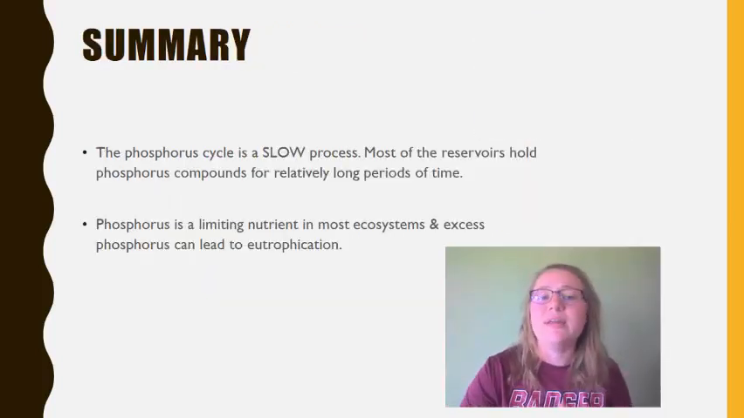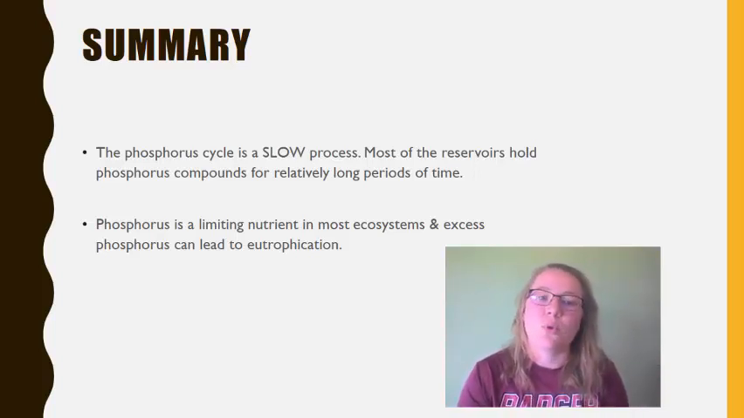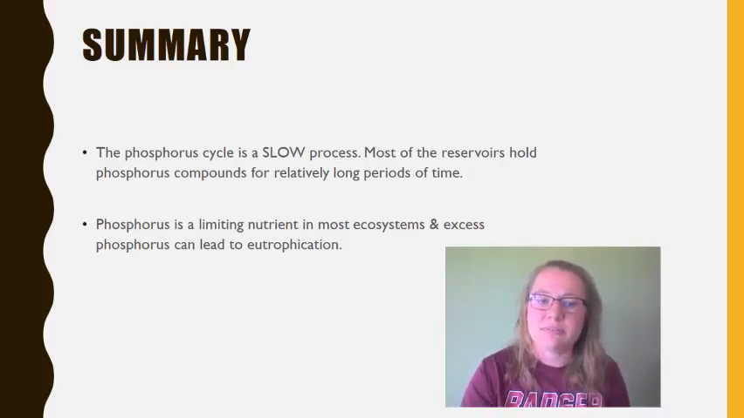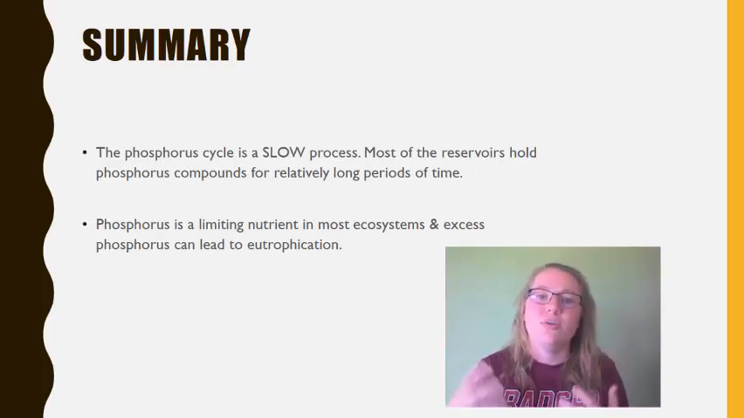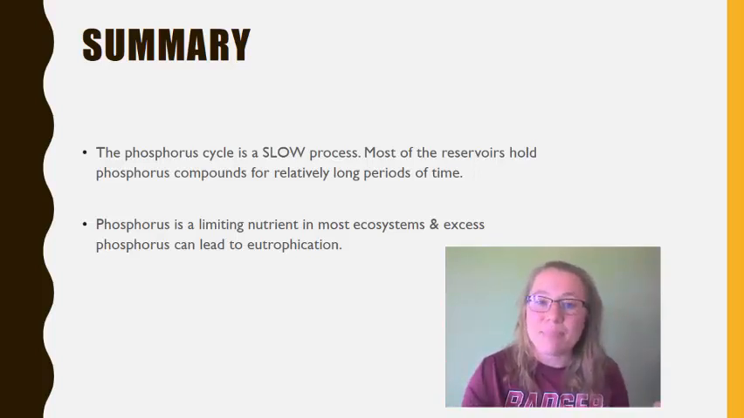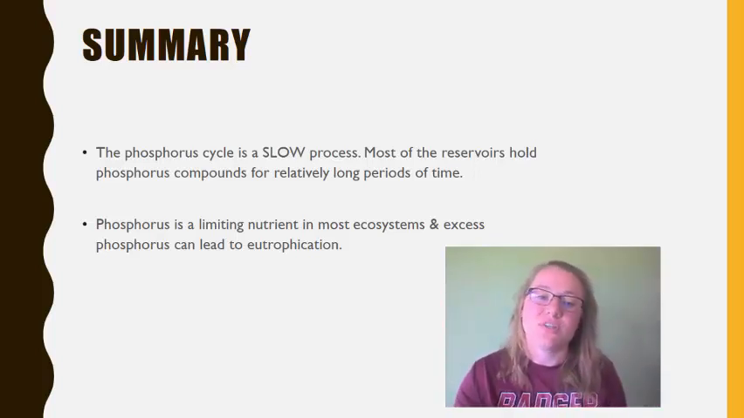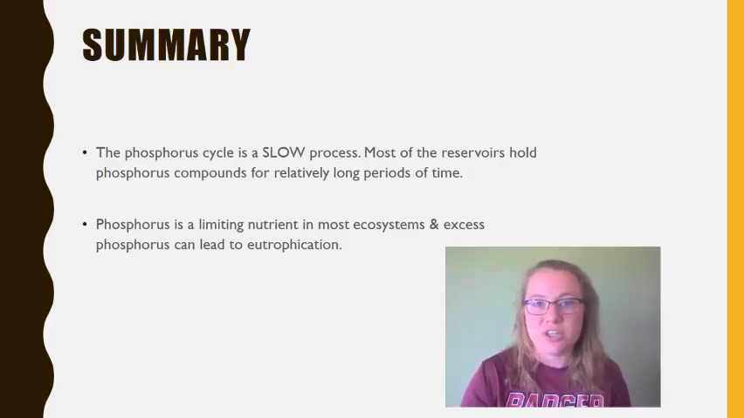So in summary, key takeaways from this particular biogeochemical cycle is that phosphorus is a very slow process, and most of the reservoirs hold phosphorus compounds for relatively long periods of time, especially when you compare it to the other cycles. Also, make sure that you understand why phosphorus is a limiting nutrient in most ecosystems and what can happen when you have excess phosphorus, which leads to eutrophication.